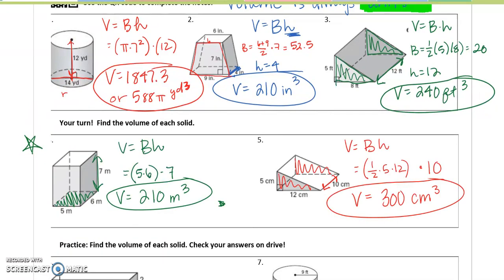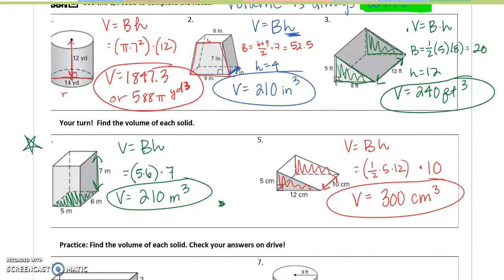Alrighty, here we go. Number 4. I made my base the bottom. You could have made your base the side or the front. It doesn't matter because depending on how you made your base, the other dimension will be the height. So you end up doing 5 times 6 times 7 no matter what to get a volume of 210 meters cubed.